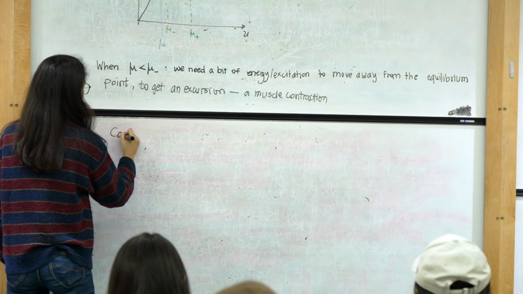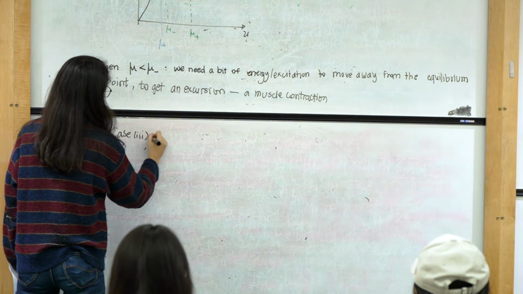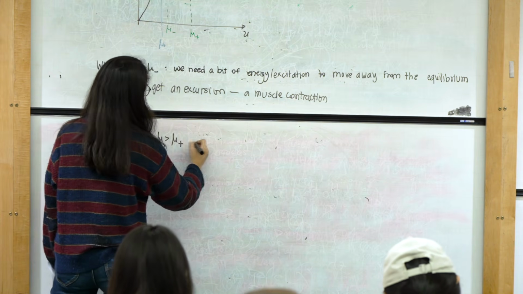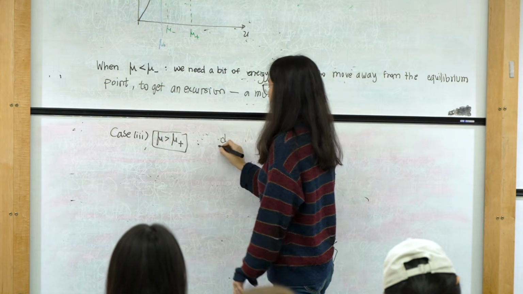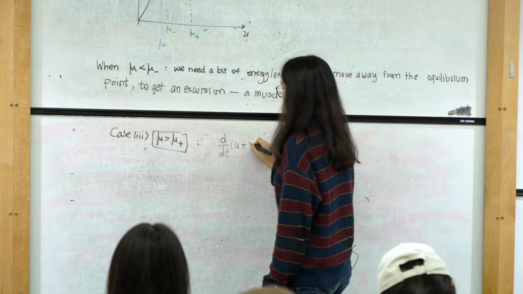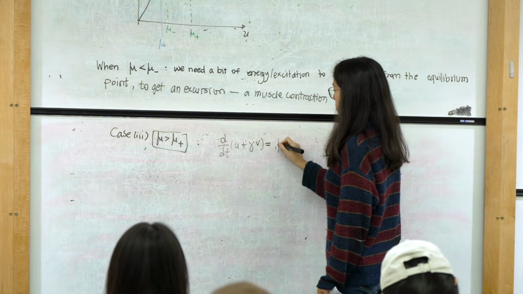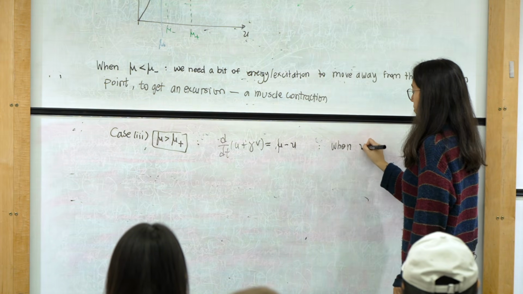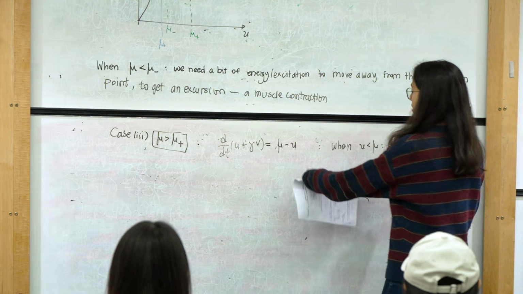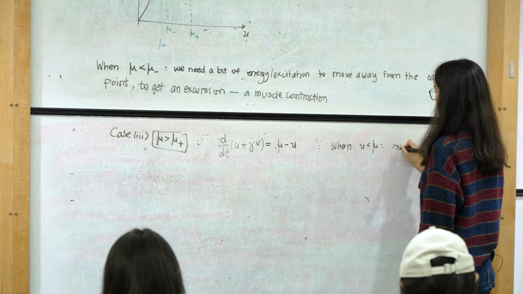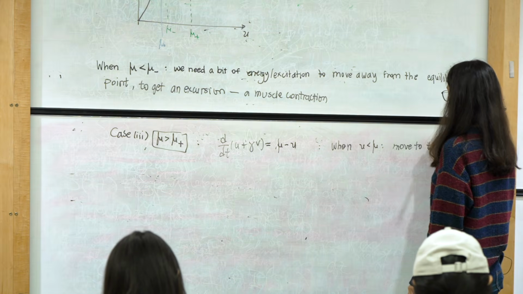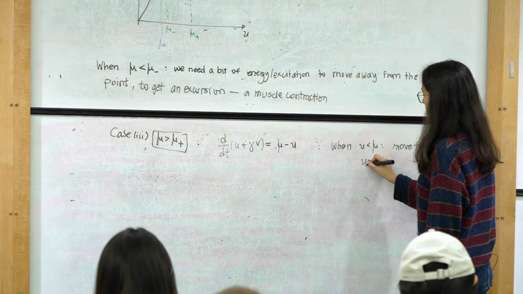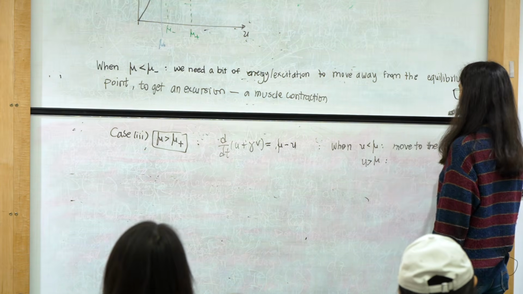So this is the last one, case 3. I have mu is greater than mu plus. Again, I look at the differential equation as before, and I have d/dt of u plus gamma v equal to mu minus u. And then when u is less than mu, again, this is something that is positive, move to the right. And when u is greater than mu, we move to the left.